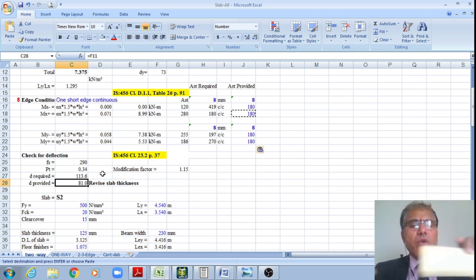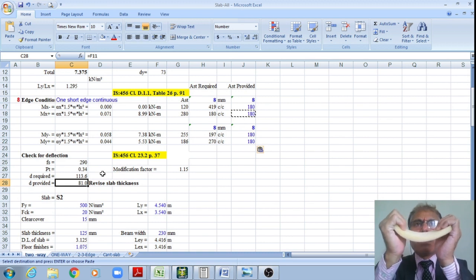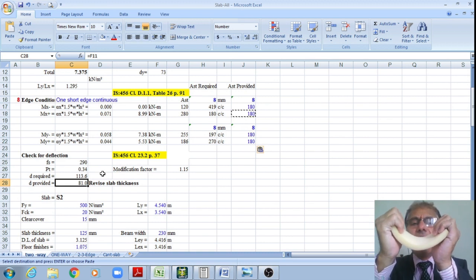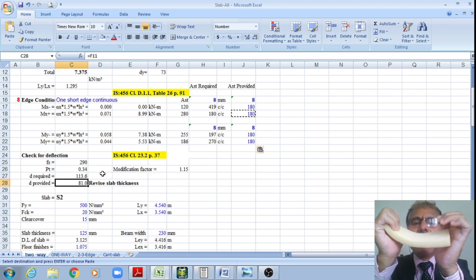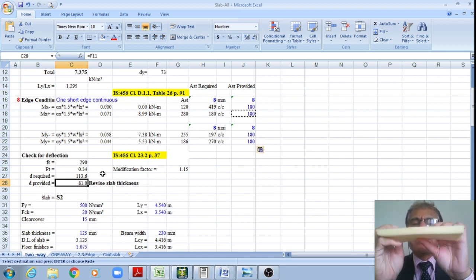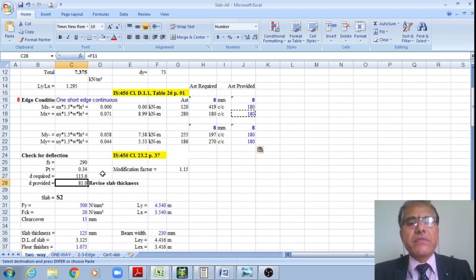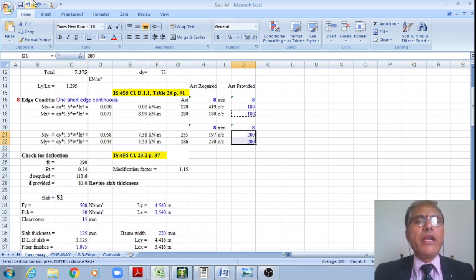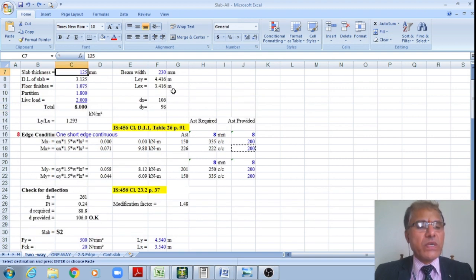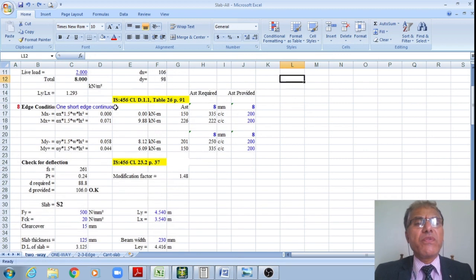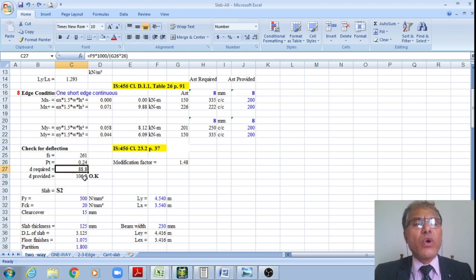Therefore, if it is not okay from the deflection point of view, it will fail the limit state of serviceability criteria. It will not fail in the limit state of strength, but it will fail in the limit state of serviceability. Therefore not acceptable, and now I need to revise. I'll revise it assuming once again the same 125. If I am saying 125, then it is okay. Yes, 88.8 is required, 106 is provided, therefore okay. That is the advantage of using this Excel sheet, student.